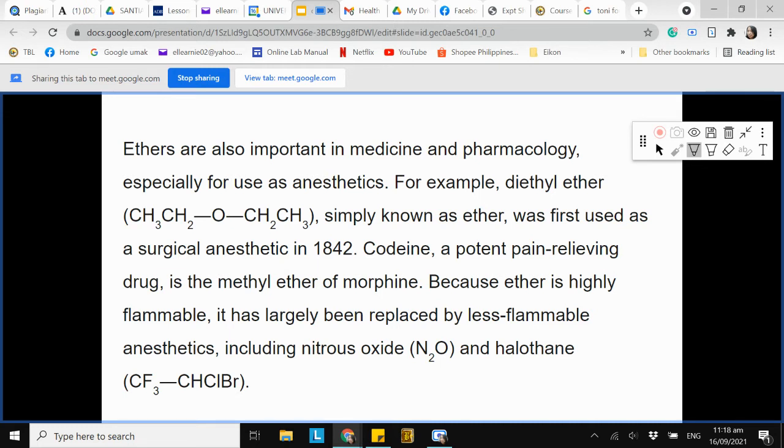Then, it is usually highly flammable. So they used nitrous oxide and halothane as an alternative for anesthesia. Cocaine is what you hear most of the time in dentistry. That's what the doctor applies, especially when you're going to have a tooth extracted.